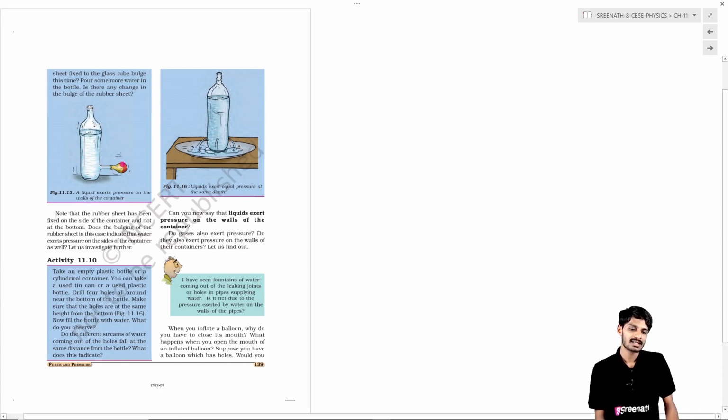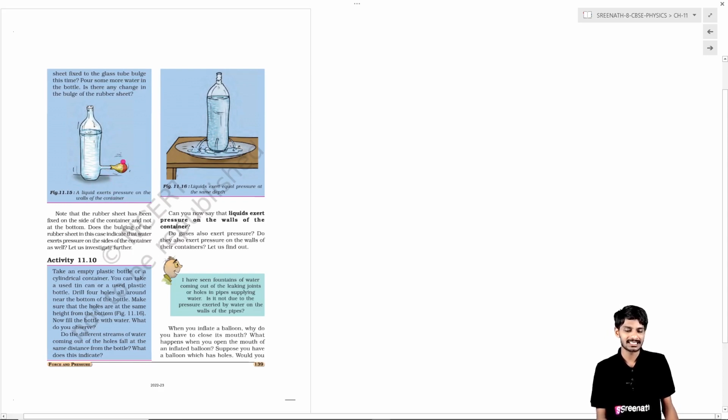If you tie a balloon or any rubber, as in this picture, what happens? If you start increasing the water level, the balloon will bulge out. The rubber sheet will bulge out. What is the reason for the bulge? Those liquids are exerting force on the walls of the rubber, and due to that force, it is bulging out.